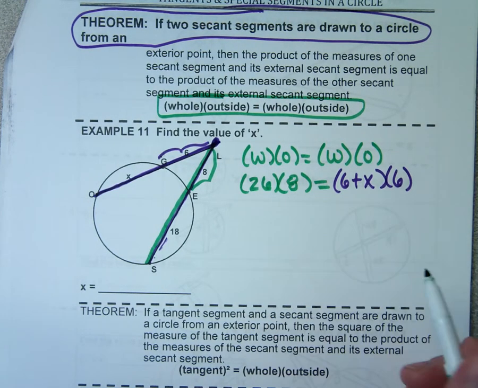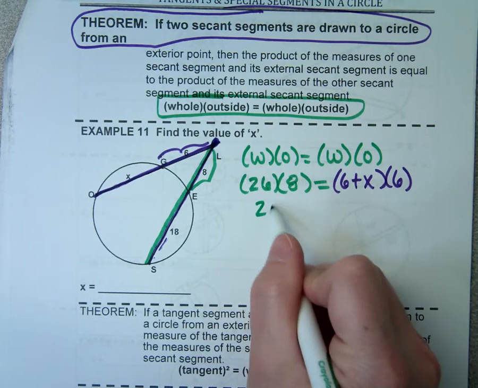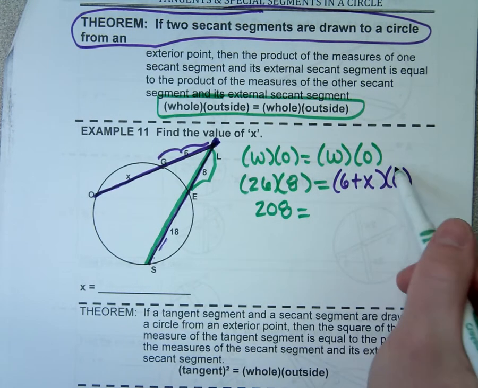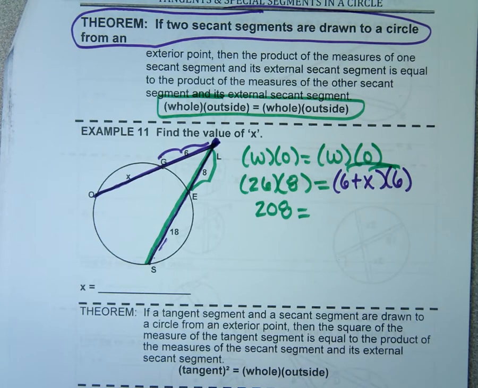What's 26 times 8? 208. On this one I need to distribute. What do you get if you distribute the 6?